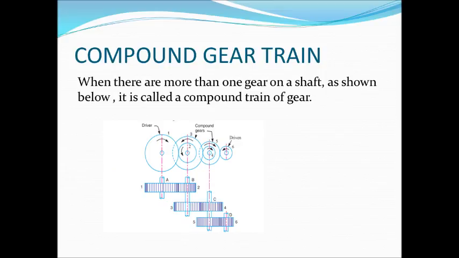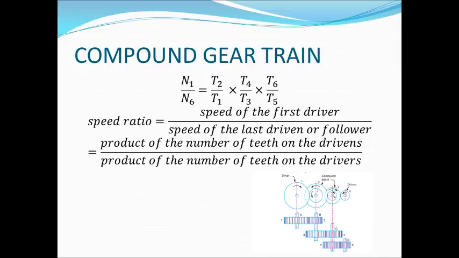Now we have the compound gear train, where there are two gears on a shaft as shown below. It is called a compound train of gears. As you can see, on this shaft, which has gears 2 and 3, a single shaft is carrying 2 and 3 on top. That is a compound gear train. And the speed ratio is N1 over N6 is equal to T2 over T1 times T4 over T3 times T6 over T5.